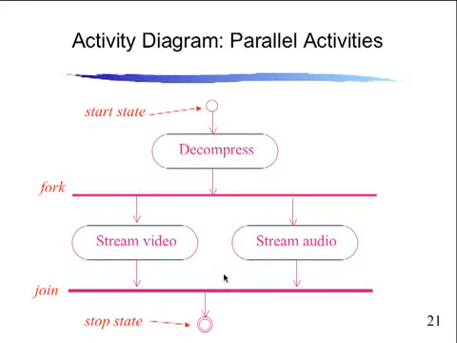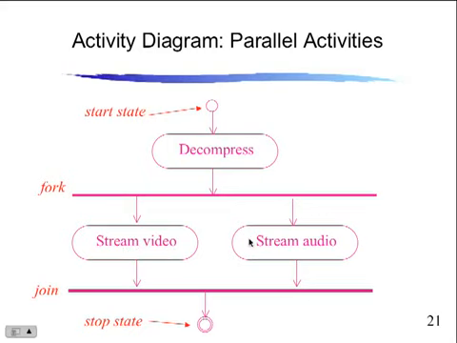And then we have parallel activities. Try to show this in an entity relationship or a data flow. It doesn't work either. And what are we looking at here? We've got a start state, and then we have a decompress. Okay, we're translating video or audio, multimedia, converting it. So let's call this a DVD.